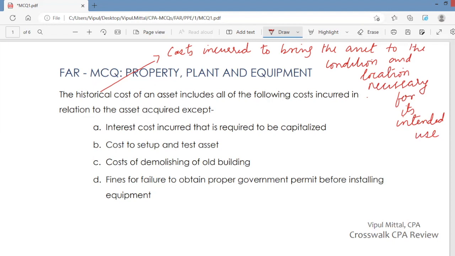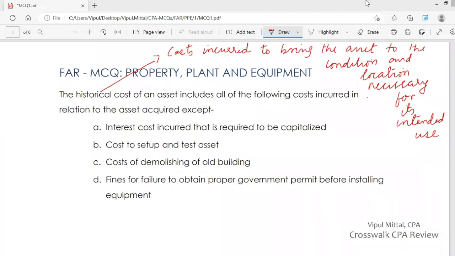So all the cost that is incurred to bring the asset to the condition and location necessary for its intended use are capitalized. The historical cost of an asset includes all of the following costs incurred in relation to the asset acquired, except what? So what is not included in the historical cost? What is not capitalized? So let's look at the answer options.